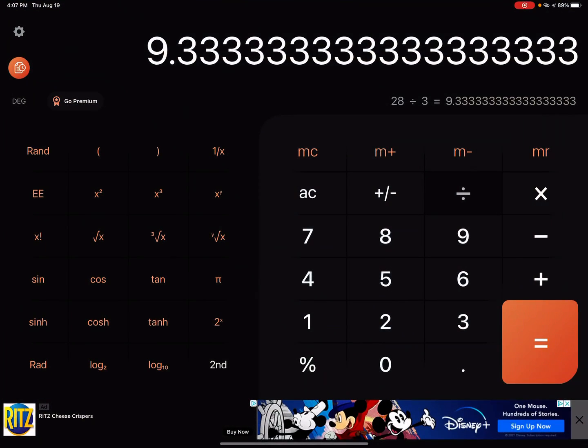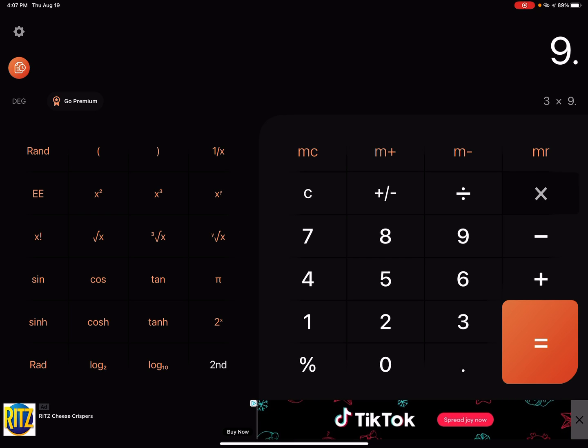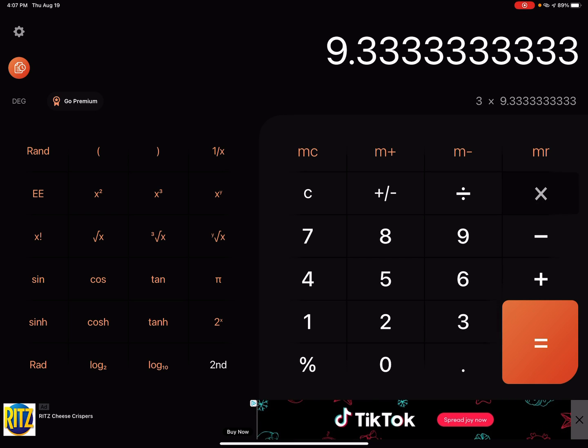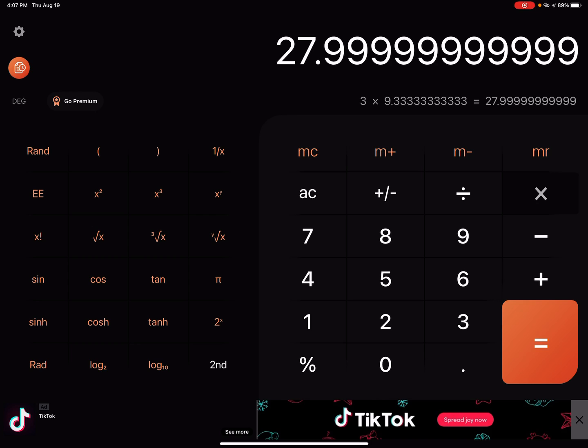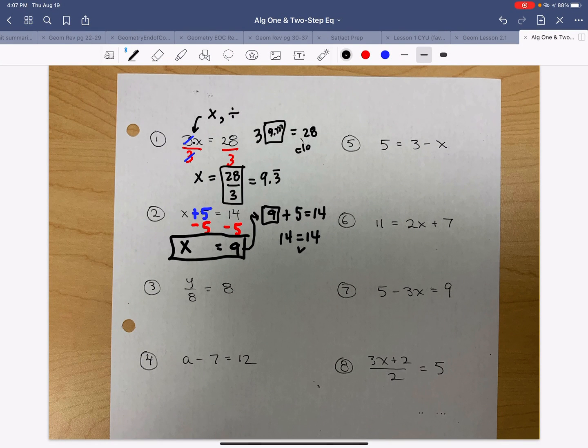So in my calculator, 3 times 9.3333333, lots of 3's, equal, and you can see that is 27.99999. That's really close to 28. Really, really close. So we're going to say close enough. All right, so here's our answer, and here's our answer.